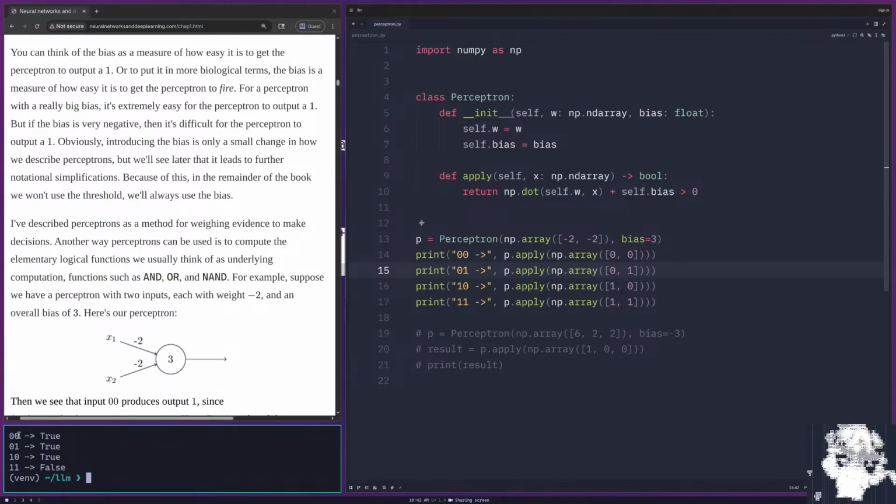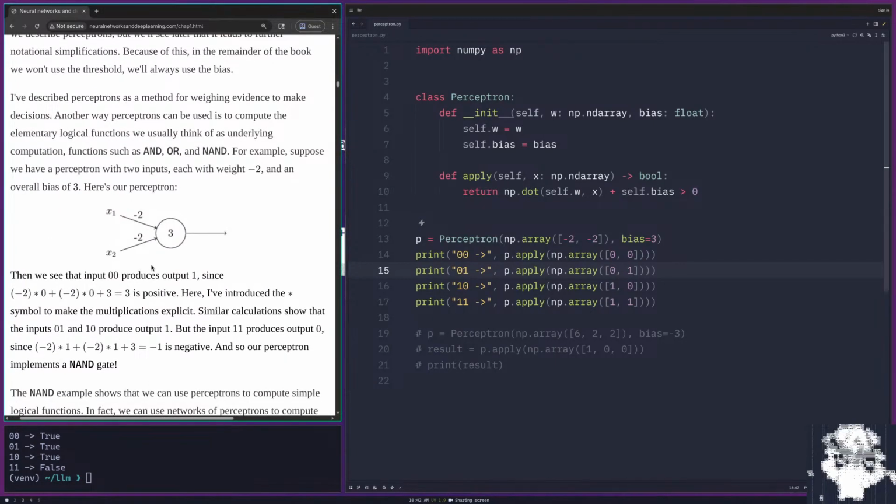So this is computing NAND. This is computing NAND because it's only false when the AND would have been true. So it's the opposite of AND.